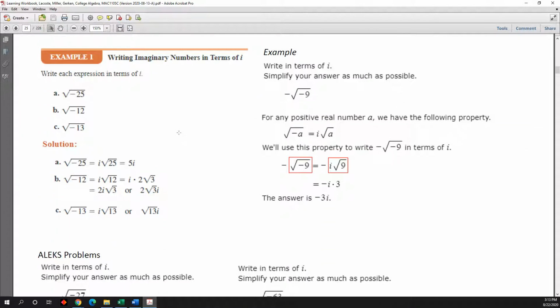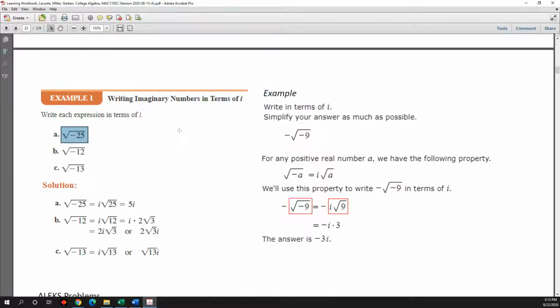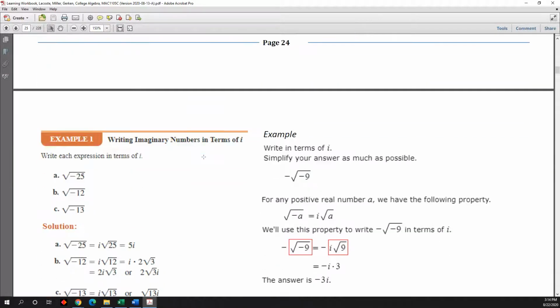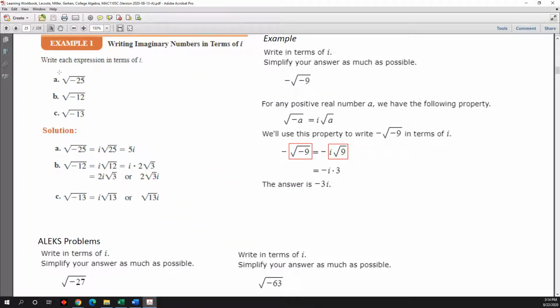Let's look at an example. Write each expression in terms of i. We're starting with this, the square root of -25. Prior to learning about imaginary numbers, we would have said that the square root of -25 is not possible, or perhaps more accurately stated, it's not a real number. But now that we have the property that the square root of -b is the same thing as i times the square root of +b, we can simplify the square root of -25 as follows.